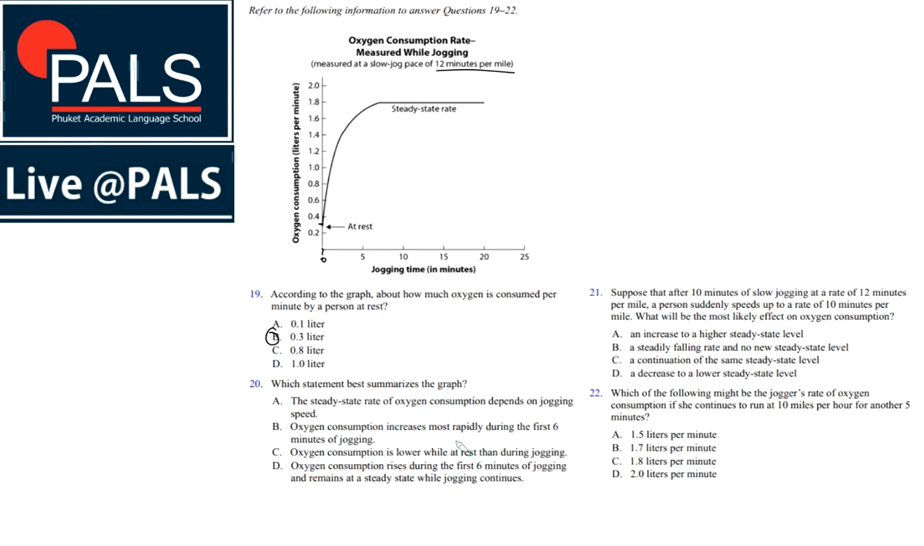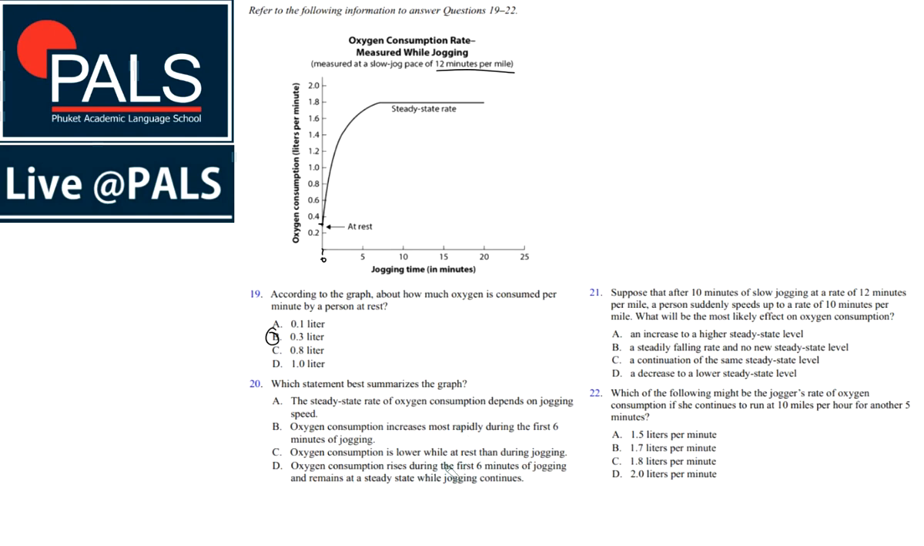Oxygen consumption increases most rapidly during the first 6 minutes of jogging. That is true as well, more or less, but again, it doesn't include the second part of the graph. Oxygen consumption is lower while at rest than during jogging. That's true too, but it just doesn't really describe the graph very well. It just says at rest it's low, when jogging it's higher than that, but it's not mentioning anything about the shape of the graph. So let's see if we can find something better with D.